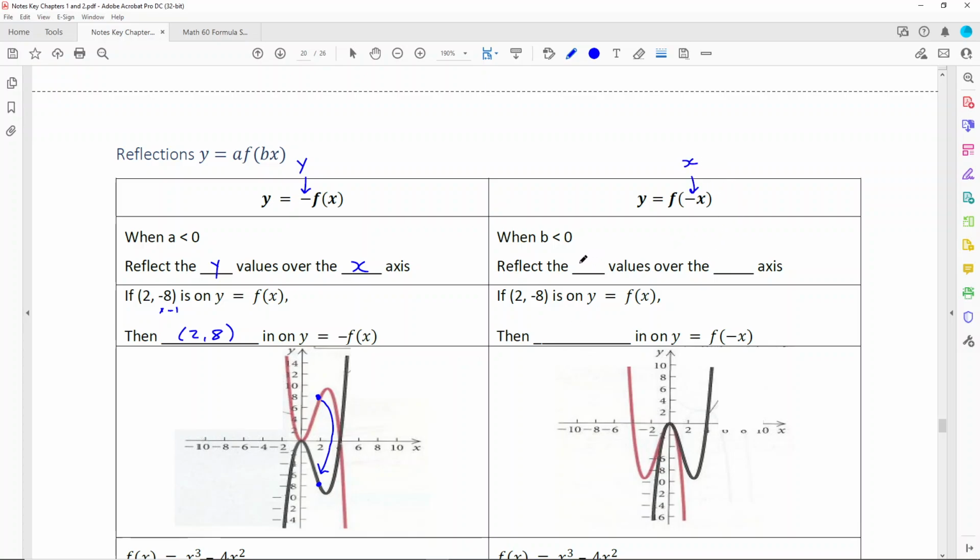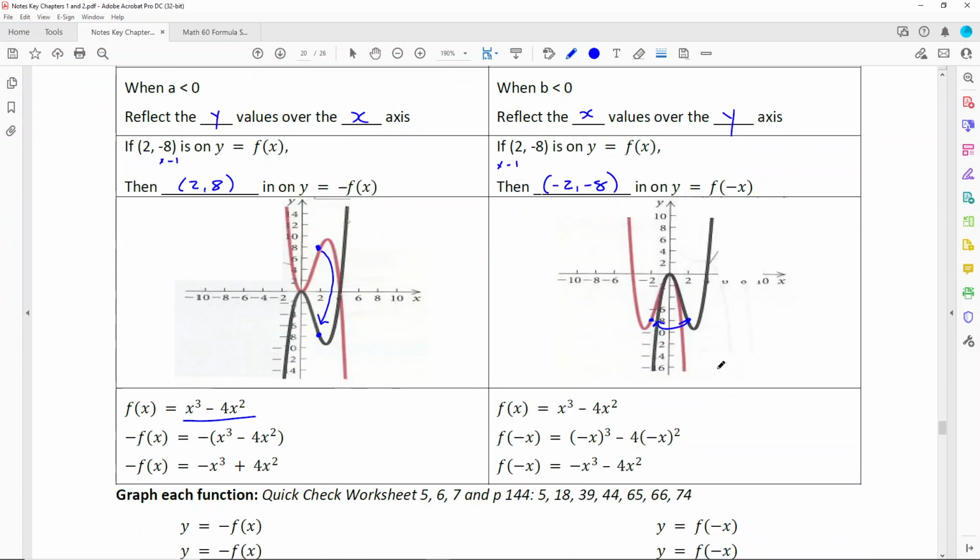So we're going to reflect the x values over which axis? Well, this one, there is no opposite, like dividing by -1 is the same as multiplying by -1, so don't worry about opposite operation. So let's just say I'm going to multiply the x values by -1. So if I have a point 2, -8 on my original graph, so 2, -8 down here, and I want to know where that point is going to be on my reflected graph, I'm going to multiply the x value by -1, and I get -2, -8. So I reflected the x values over the what axis? Y-axis. So when you have a negative b value, it reflects your x values over your y-axis.